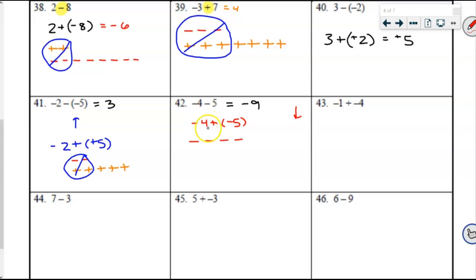So now I have my 4 original rocks. I'm adding 5 more rocks. 1, 2, 3, 4, 5. I have a total of 9 rocks.